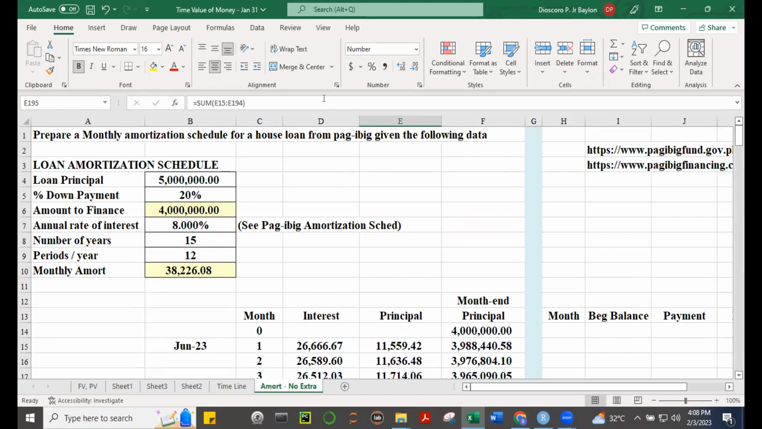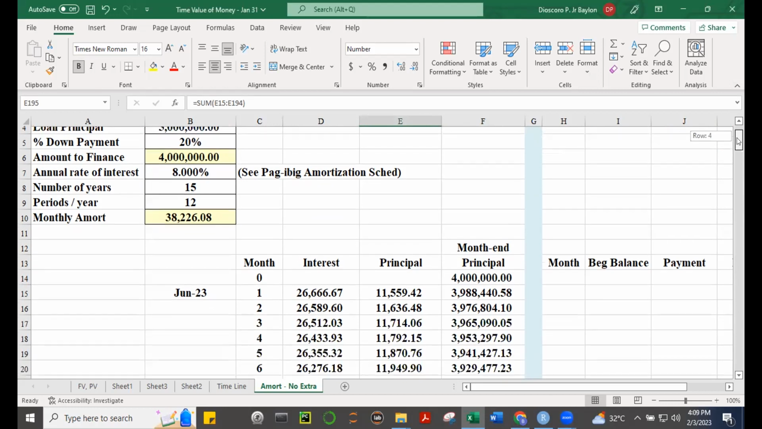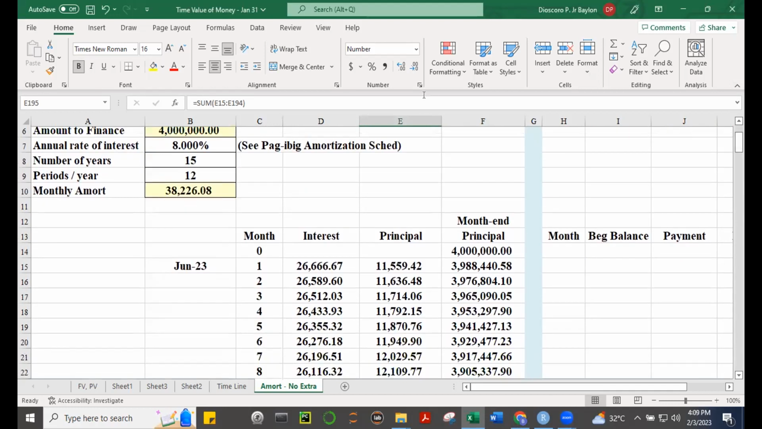Sir, how do you do the shortcut again for the month, the 0 to 180? What do you mean? Here, the 0, then the column. No, not the month. Okay, down, 0 to 180. How do you do the shortcut again?